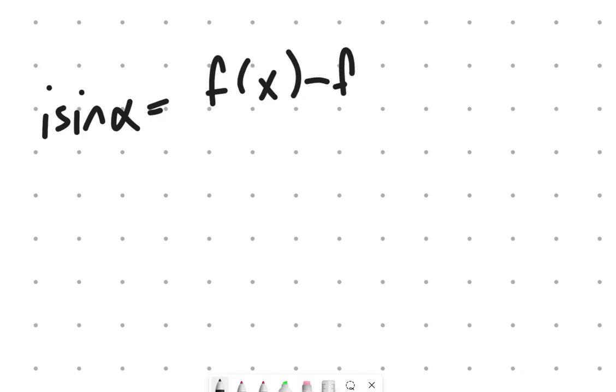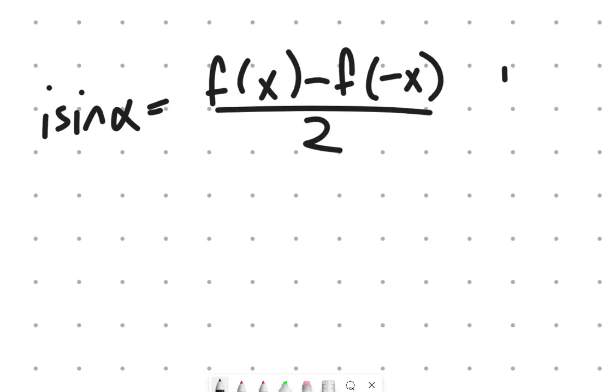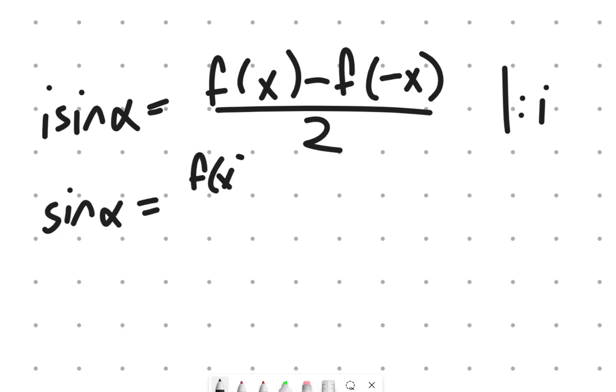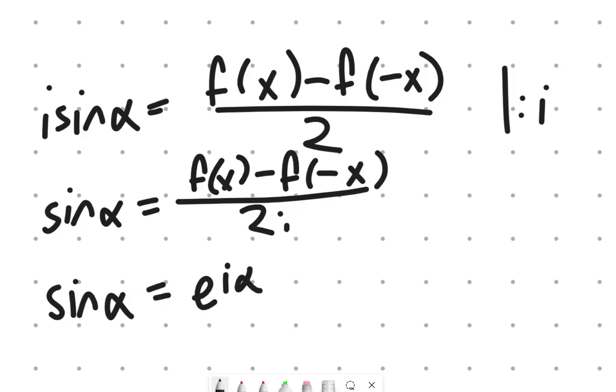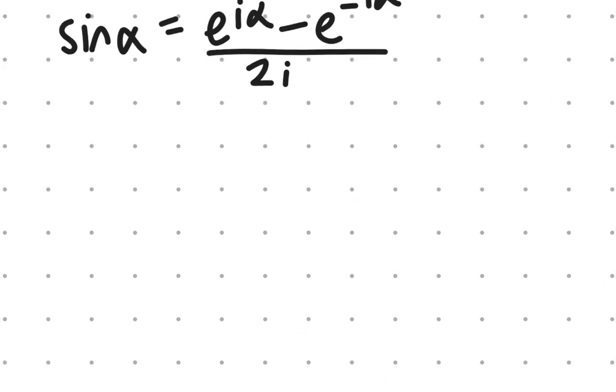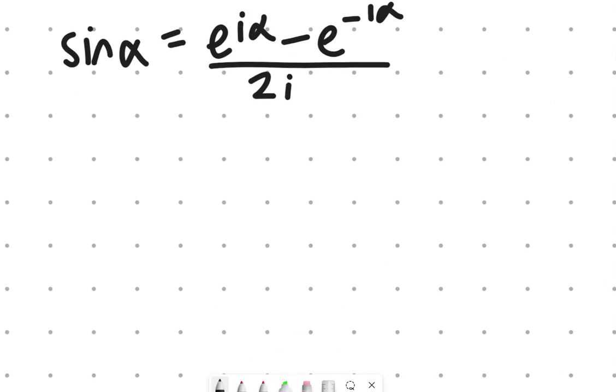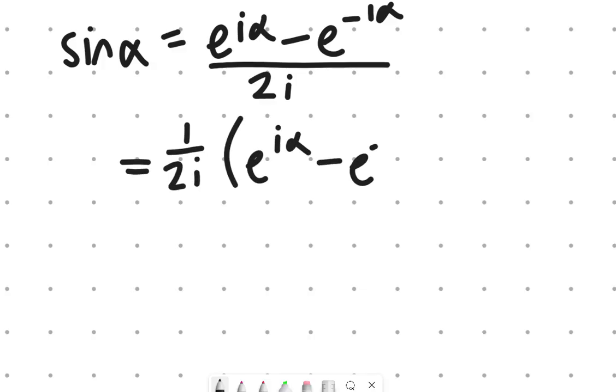So i sine alpha is equal to f of x minus f of minus x over 2. Dividing both sides by i gets us sine alpha equal to f of x minus f of minus x over 2i. Now what is f of x? f of x is e to the i alpha, so we have sine alpha equal to e to the i alpha minus e to the negative i alpha over 2i. We can write this in a different way, as 1 over 2i times e to the i alpha minus e to the negative i alpha.